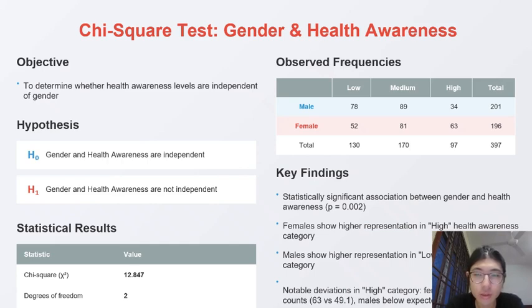The chi-square test of independence is valuable for examining associations between categorical variables. It determines if a statistically significant relationship exists between two such variables. In our project, this could explore if gender is independent of eating habits or if health awareness is independent of eating habits. For example, testing H0, gender and eating habits are independent, versus H1, they're not. This would provide granular insights for targeted health campaigns.